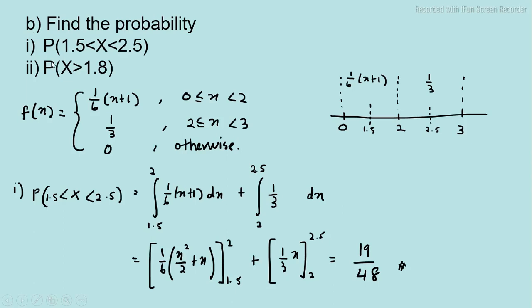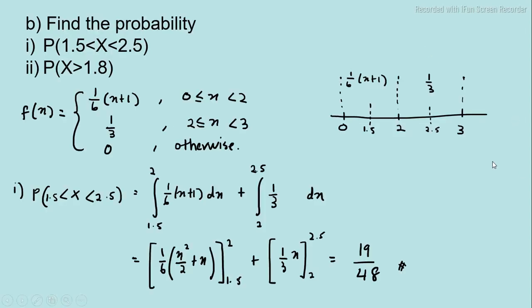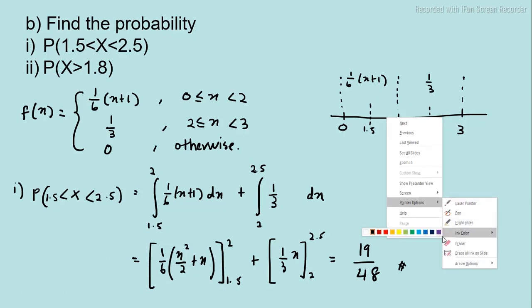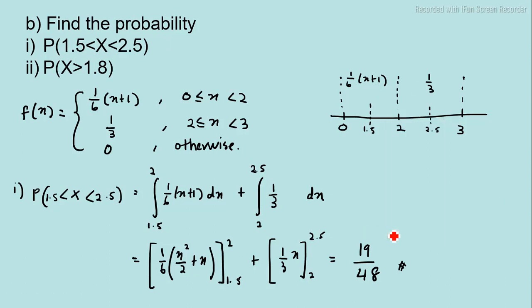Okay, question 2. The question asks us to find probability for x greater than 1.8. Okay, x greater than 1.8. So, macam mana nak buat ni? Okay, so now sama jugalah. Okay, so kita punya number line tadi, 1.8 berada dekat mana? So 1.8 berada dekat sini. So I will use different colour so that you will note lah. Okay, so 1.8 berada dekat sini.